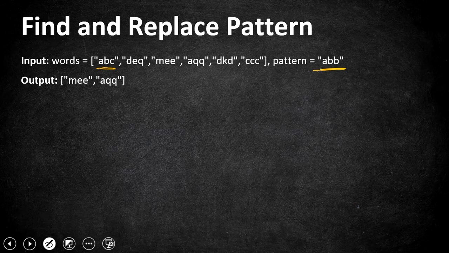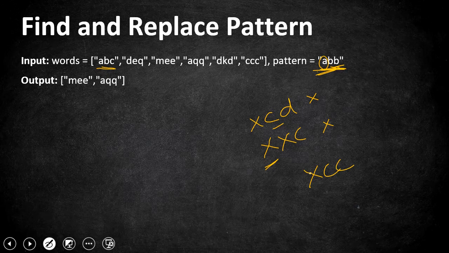So for example, let's say instead of A there is an X, and instead of B there is a C. So wherever A appears, X should appear. Wherever B appears, C should appear. So if the word is XCD, it is not matching the pattern. Same way, if the word is XC, it is not matching the pattern, because A maps to X and B maps to C. So if XCC is given, then it is matching the pattern because it is repeating, or having, the same permutation as that of the pattern string.